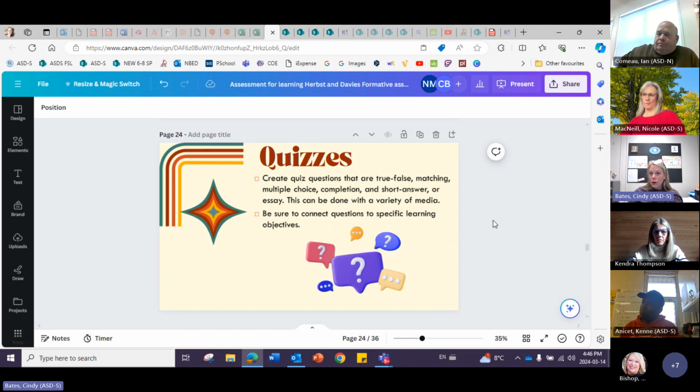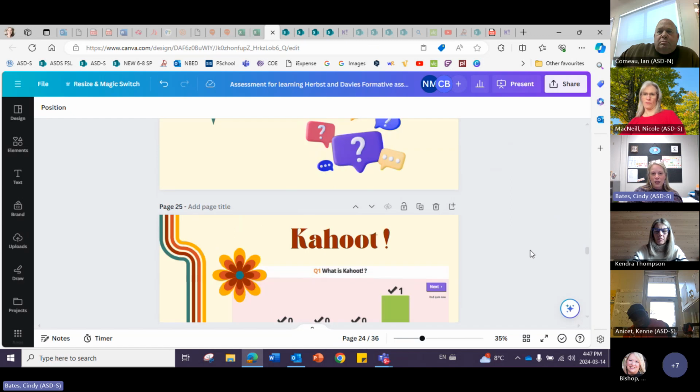Quizzes can also be done where you've given a prompt and then students are actually asked to provide a response orally, but it's going to be recorded. So lots of different options there. But just be sure to connect your questions to specific learning objectives, okay? That way we want to make sure we're all using our time the most effective way possible.